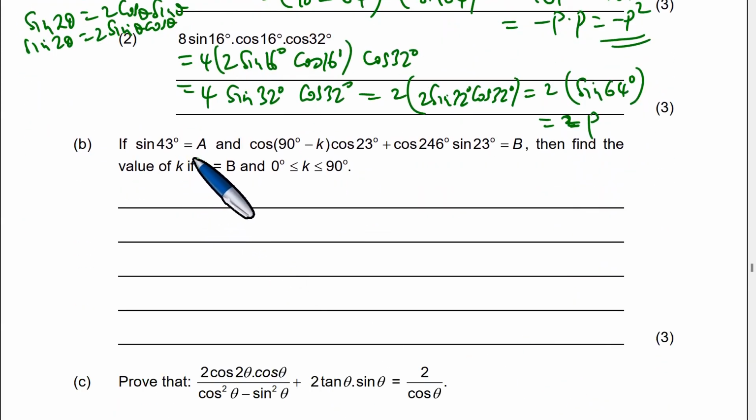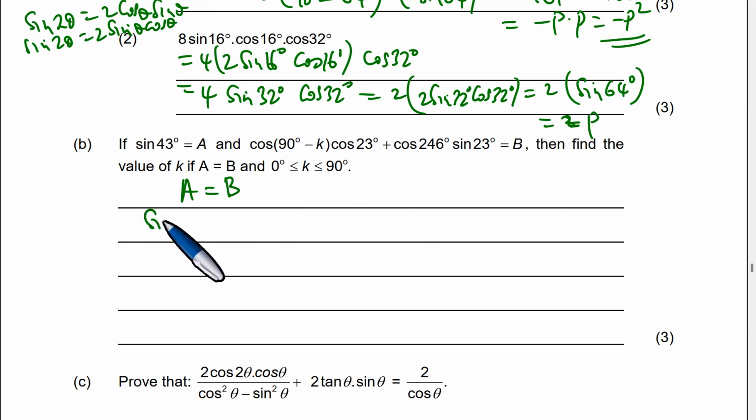Right, if sine 43 is a, and the cosine of 90 degrees minus k times cosine of 23 degrees plus cosine of 246 times sine 23 equals b, then find the value of k if a equals b and k lies between 0 degrees and 90. So obviously we're starting with the fact that A equals B.